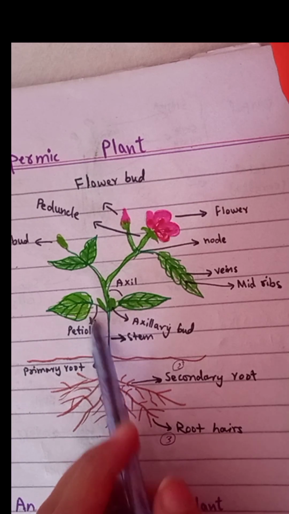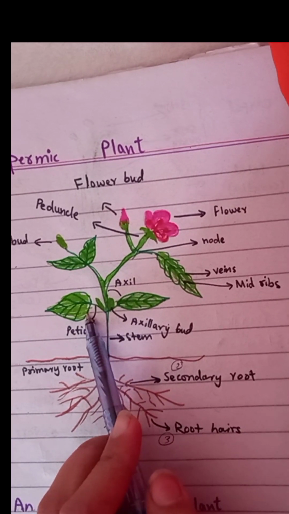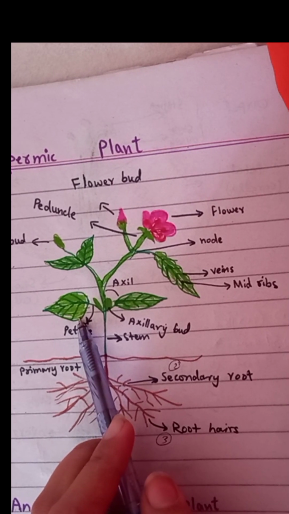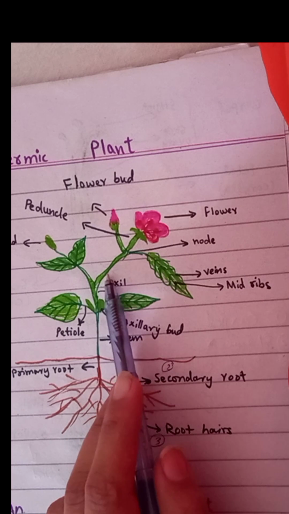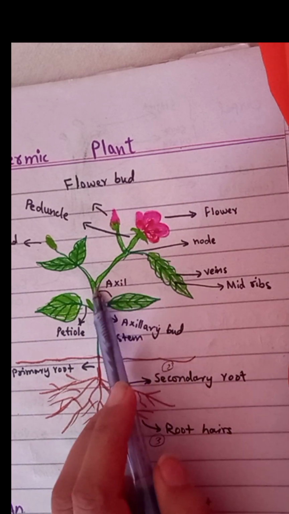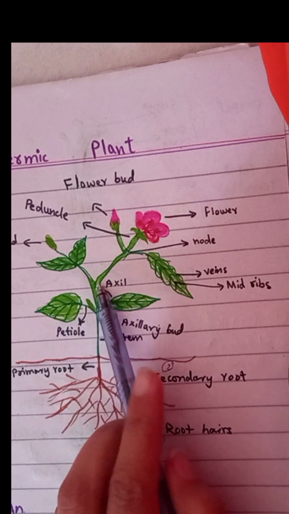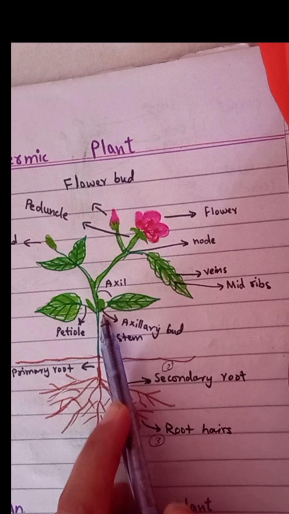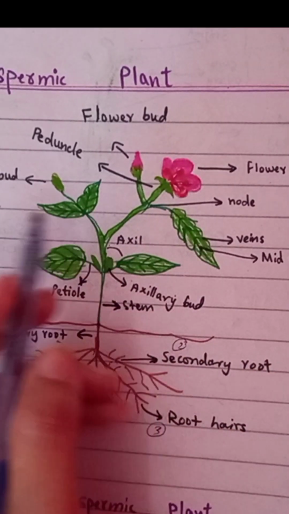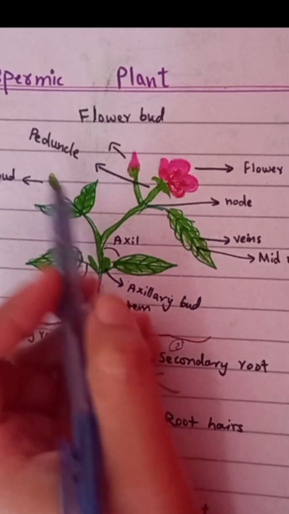Then we will move towards the stem. The stem is the second part of the plant, which is called the aerial part. The stem consists of branches, buds, and it gives rise to leaves and flowers. Nodes and internodes are also present here. The stem elongates in size with the help of terminal buds.